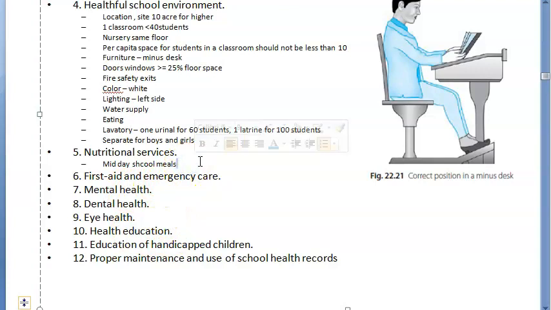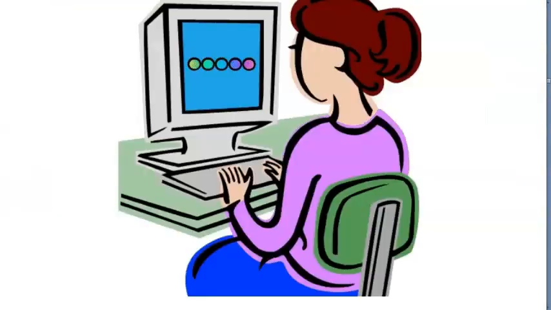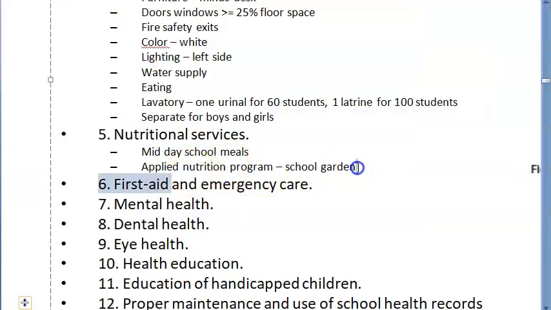What else? Applied nutrition program. What is this? They are saying in the school itself, they can make a school garden. That is the applied nutrition program. They will provide seeds, manure, and all. You can grow what you want.